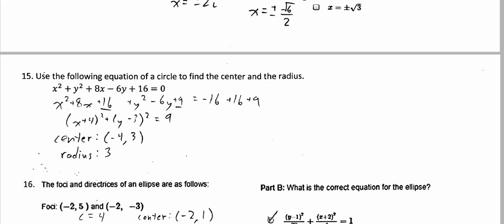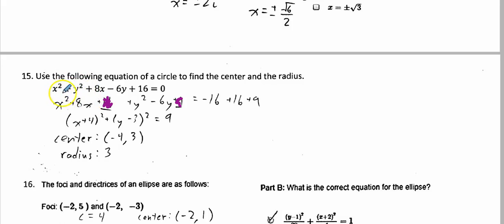If they ask you to get the standard form of a circle, an ellipse, a hyperbola, whatever the case may be, you're probably going to be completing the square at some point. So first I grouped together the x's, x squared plus 8x. Then I grouped together the y's, y squared minus 6y. These numbers were not there yet. I filled those in, and I'll show that part next. And then I moved the 16 to the other side of the equation.